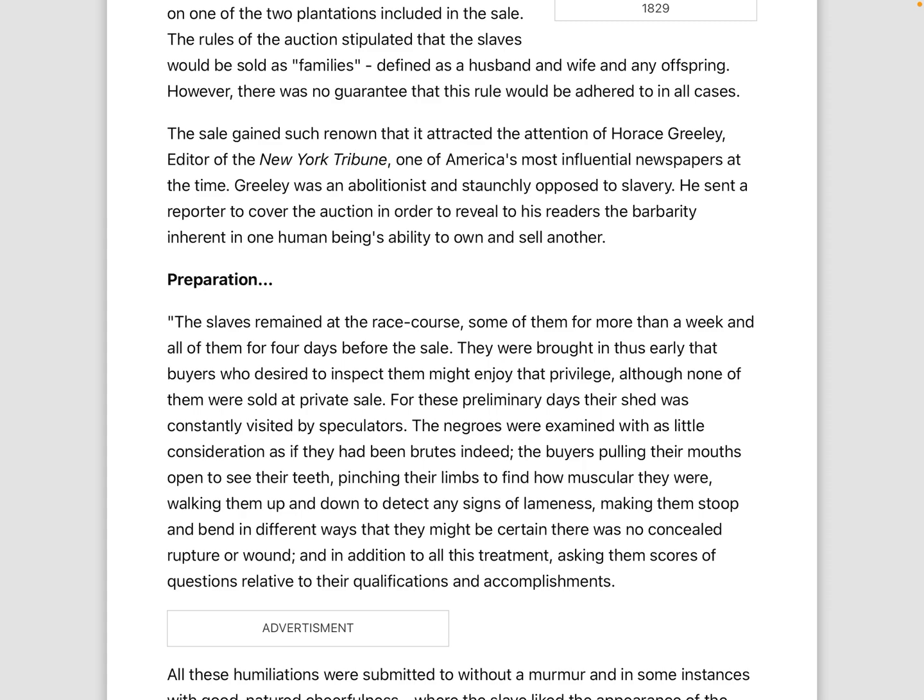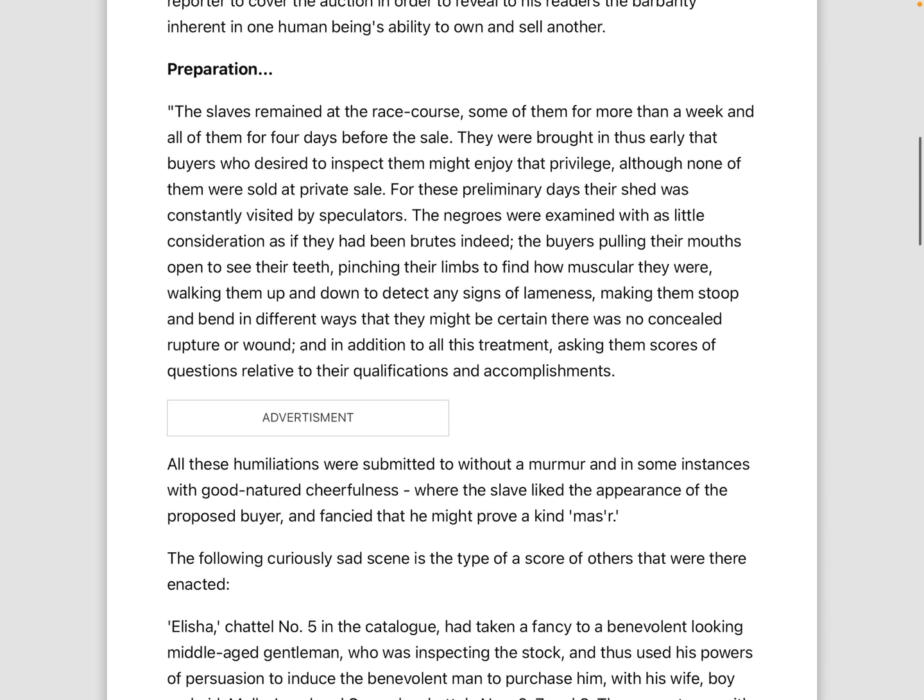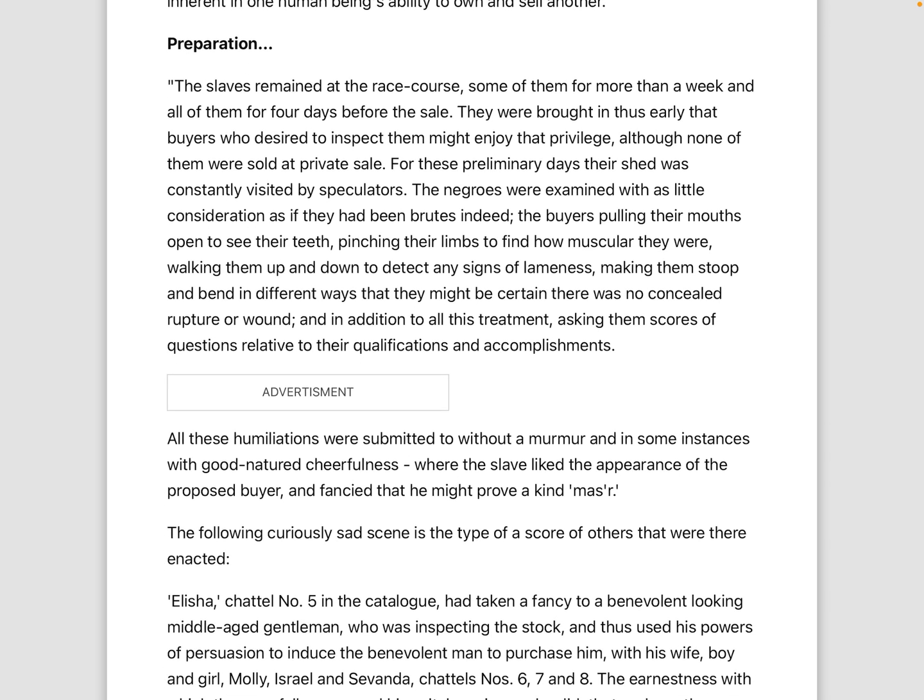Greeley was an abolitionist and staunchly opposed to slavery. He sent a reporter to cover the auction in order to reveal to his readers the barbarity inherent in one human being's ability to own and sell another. So this now is the quote from the person who was there.